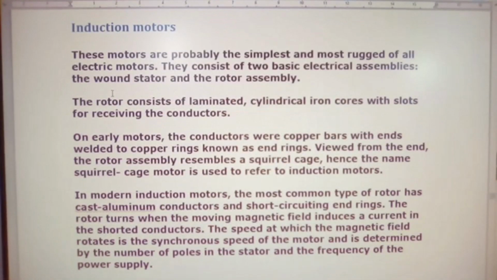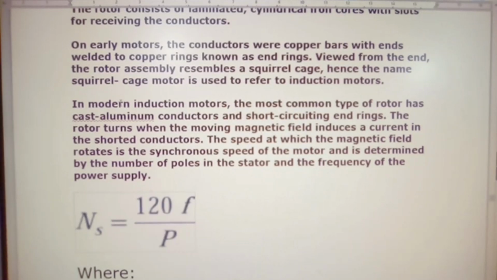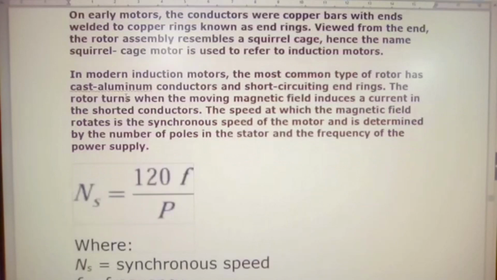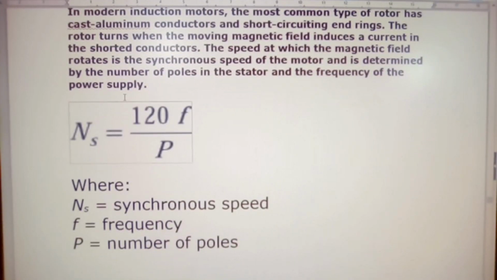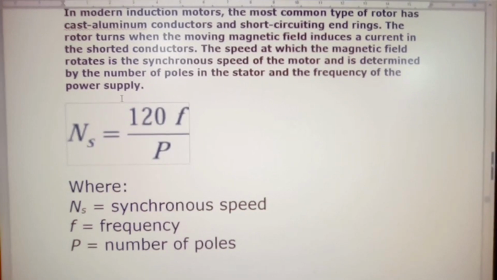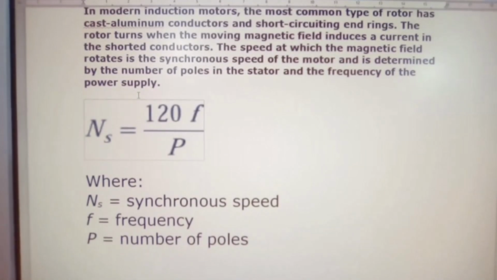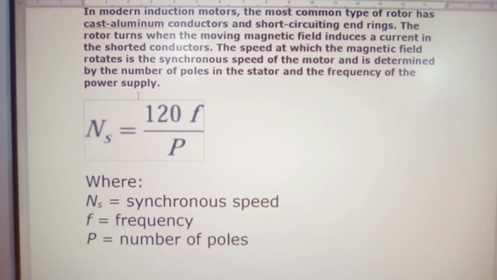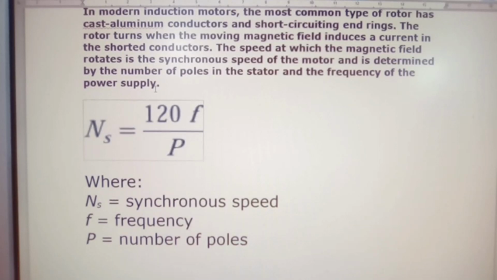Induction motors we have here as well. Let's look at NS equals 120 F/P, where NS equals synchronous speed, F equals the frequency, and P equals number of poles. Something comes to my mind, pairs of poles, but maybe I'm thinking of something else. It'll come to me in due course.